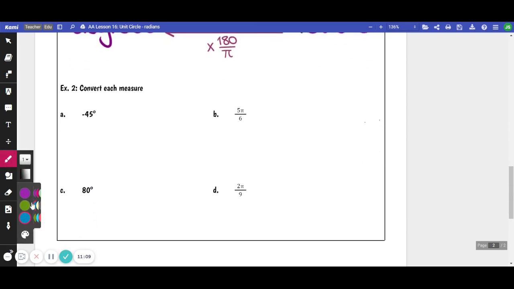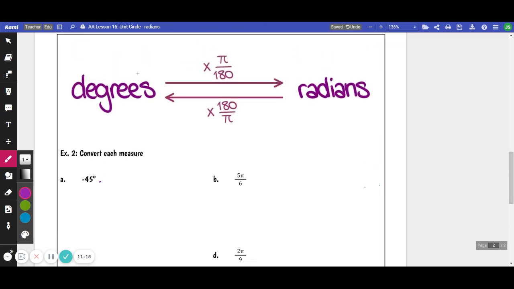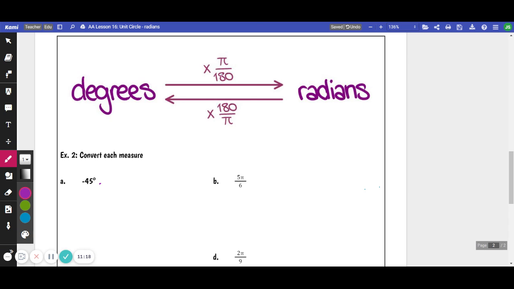So this first one, negative 45, is in degrees. We want to convert to radians. So to go from degrees into radians, we multiply by pi over 180. We're not going to multiply pi's in; we're going to leave it alone. So we get negative 45 pi over 180. And then you always want to see, can you reduce that fraction? 45 goes into 180 4 times. So 45 over 180 reduces to 1/4, and you get negative 1 pi over 4.